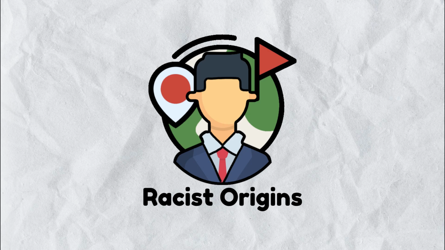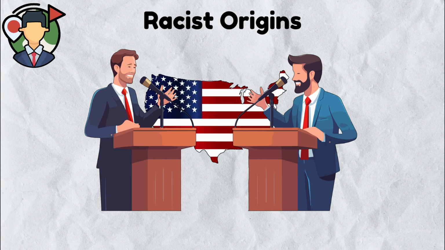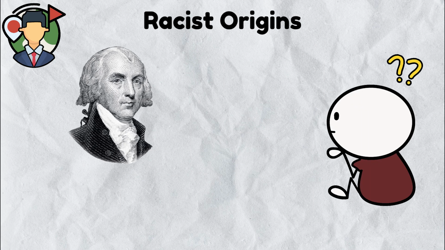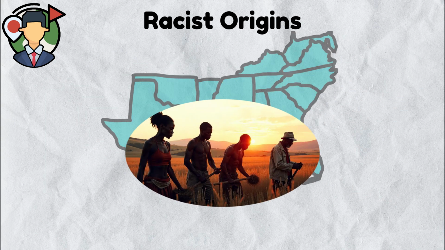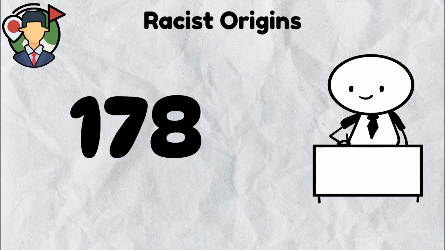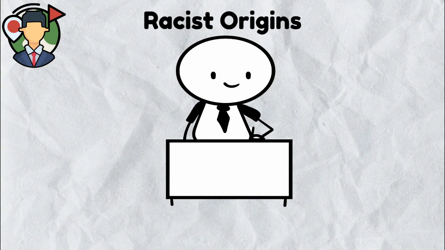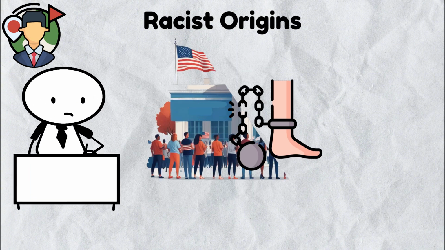Racist origins. The Electoral College's structure stems from a contentious debate at the nation's founding. Why did James Madison argue that Southern states needed to count enslaved individuals to ensure their influence in presidential elections? This decision, made in 1787, continues to shape the way Americans choose their president, revealing how deeply the legacy of slavery is embedded in the U.S.